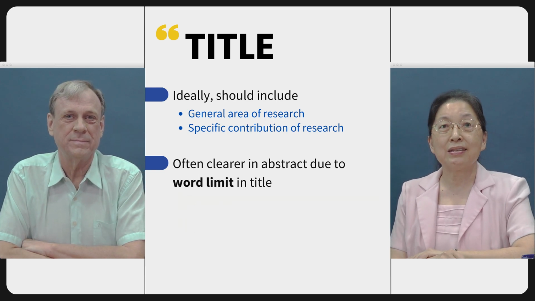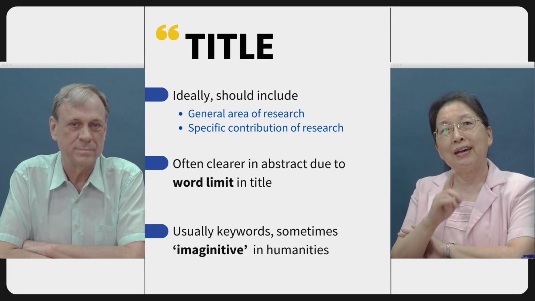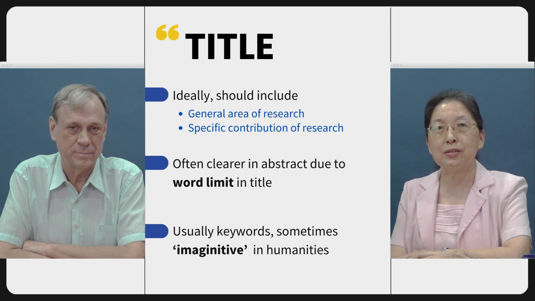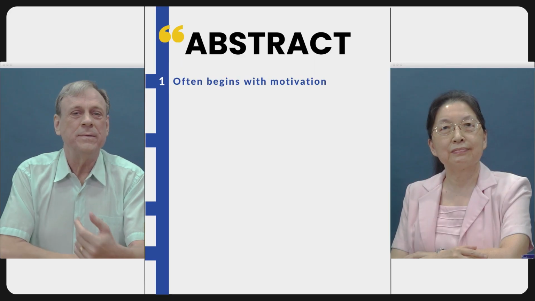In social science and humanities, sometimes we can be very creative in how we title our research paper. For example, I wrote a paper on a tale of 2 diphthongs, I and ow. So I used a tale of 2 cities as an illustration, a metaphor to entitle my paper to attract attention. Because those 2 diphthongs are used in 2 different villages. Yes. Right.